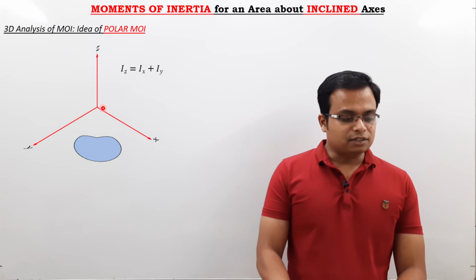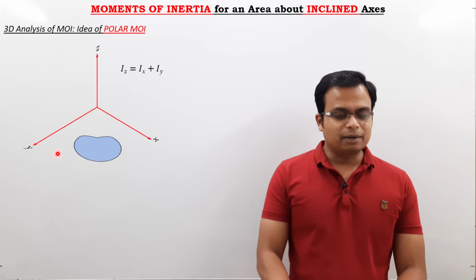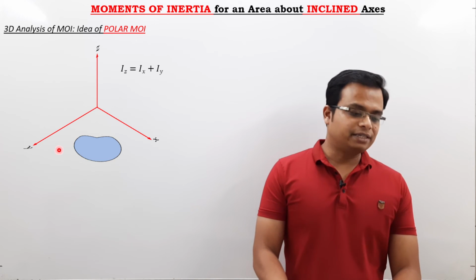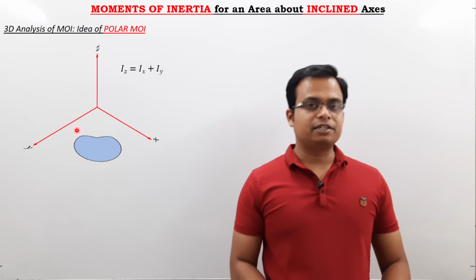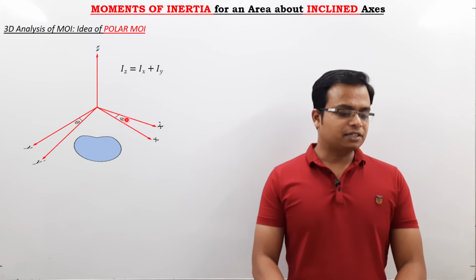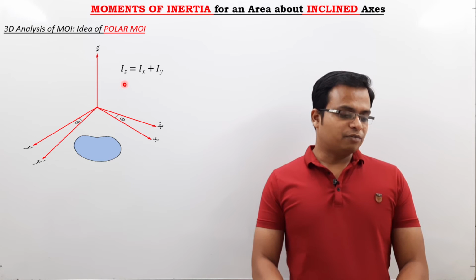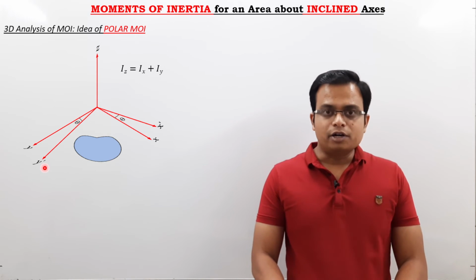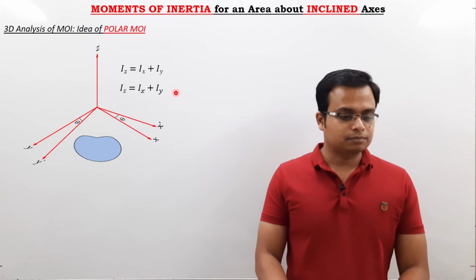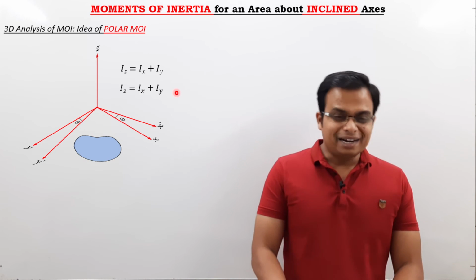What if I shift the axis from x to x dash, from y to y dash by a certain angle theta? Rotate the axis. What will happen? Will the polar moment of inertia change? No, it won't. Polar moment of inertia still remains the same. Iz should be equal to Ix dash plus Iy dash according to the perpendicular axis theorem. But let us do a check.